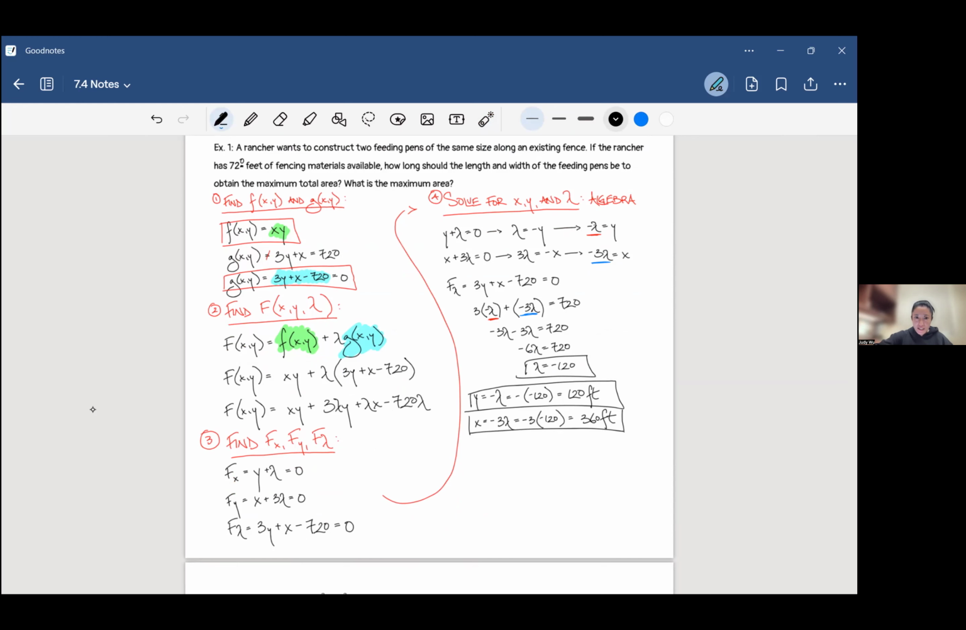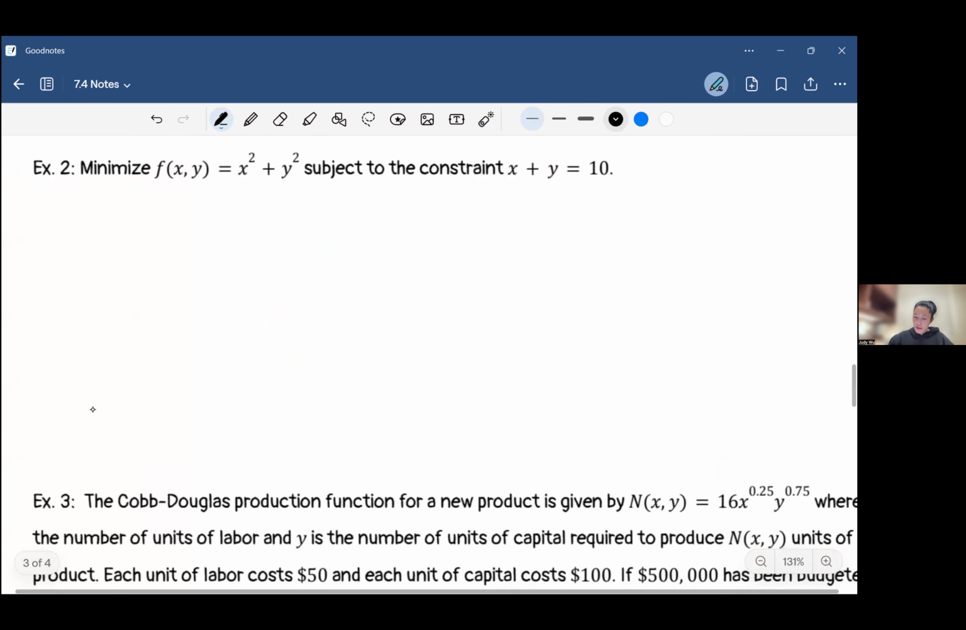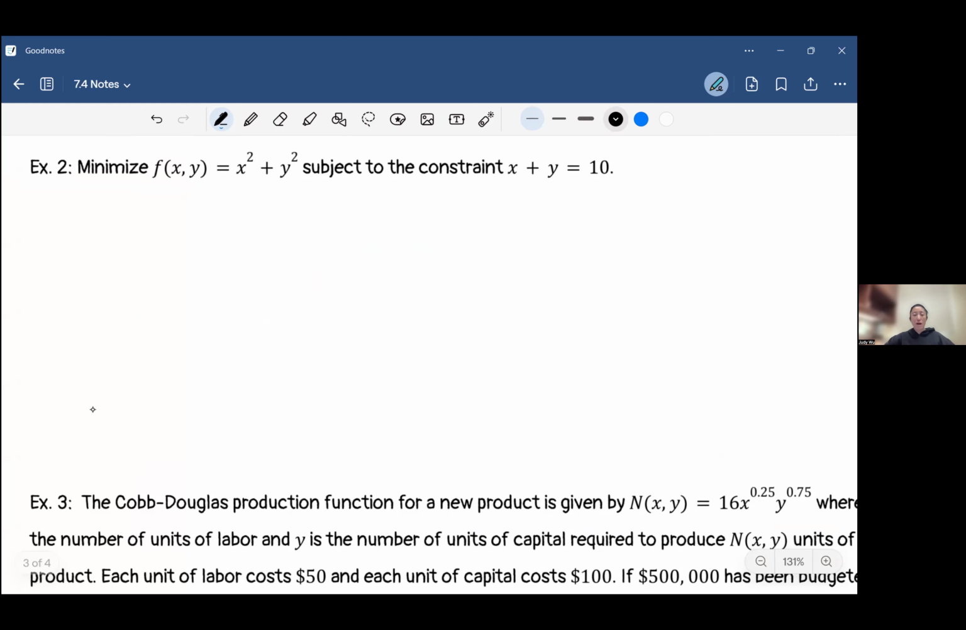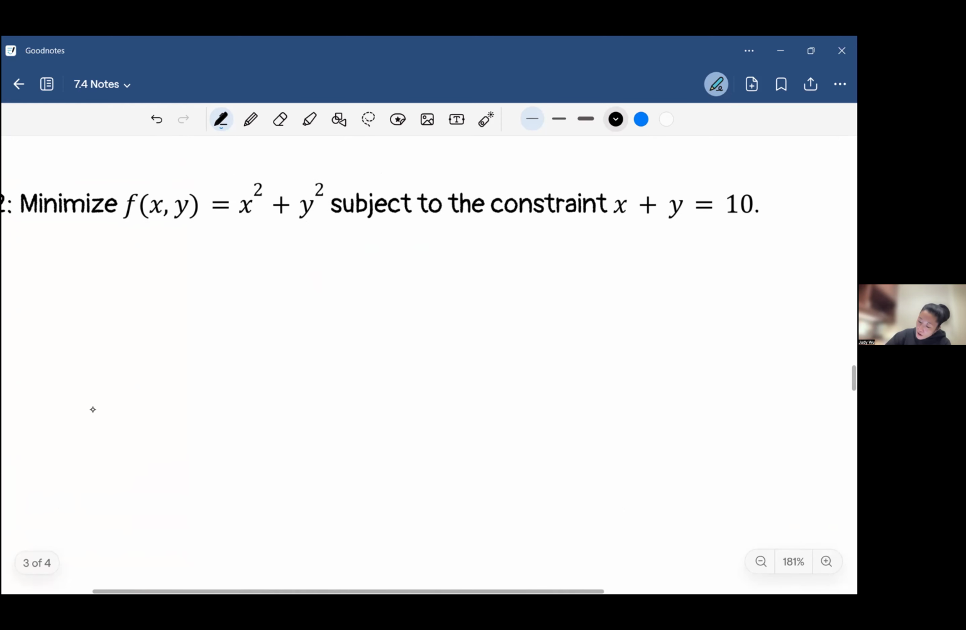All right. So let's take a look at number 2. Not all of these will have a word problem associated with it. I wanted to strip it down to just the function and the constraint and use that to go through the process one more time. So a lot less words here, but this says minimize this function subject to the constraint x plus y equals 10.